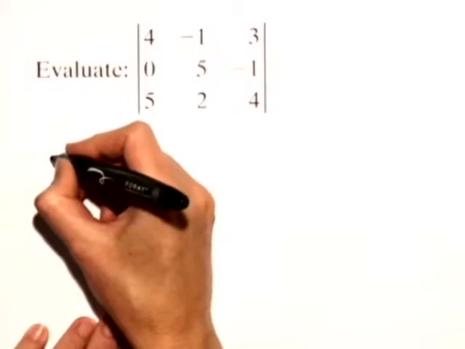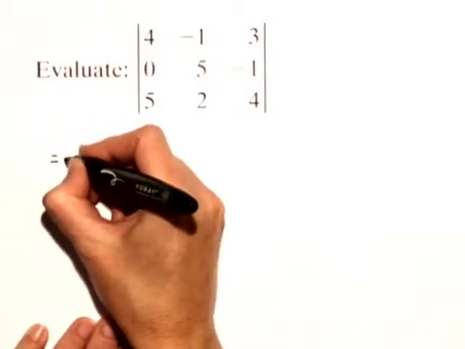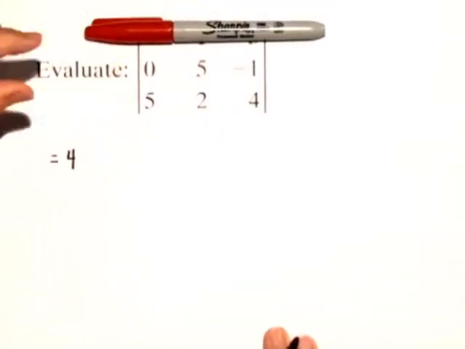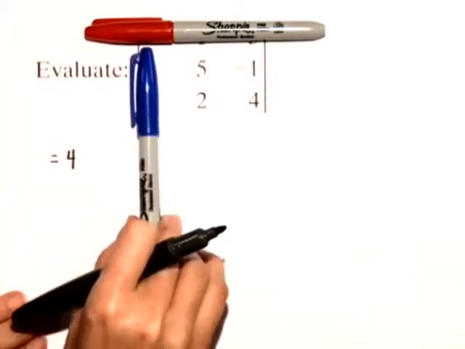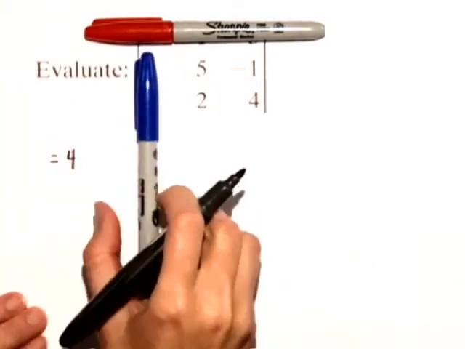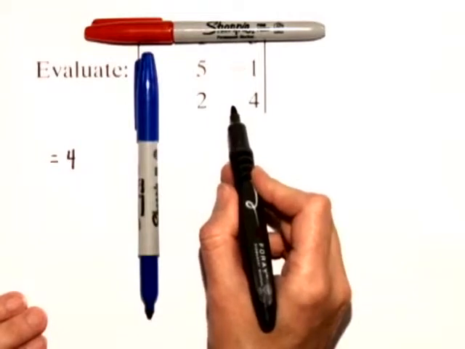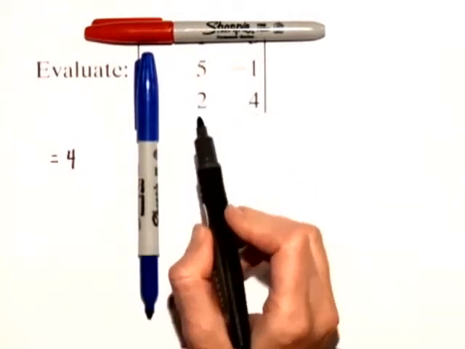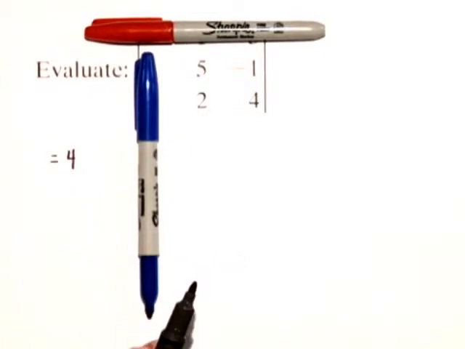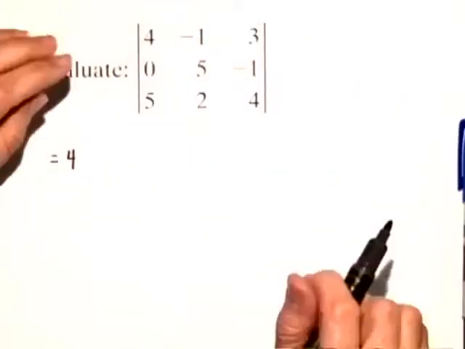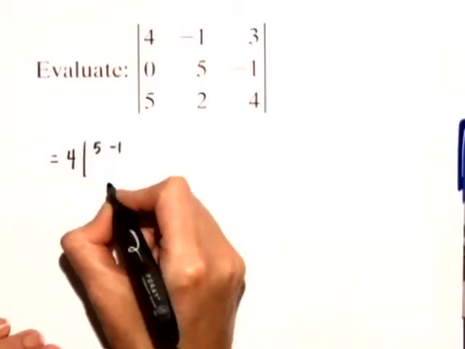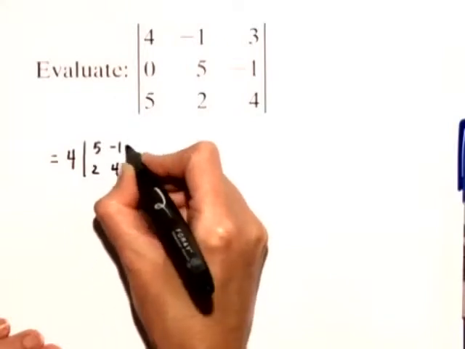this 4. And when we expand across the minors, what we're really doing is saying if we cross out the row that 4 is in, and we also cross out the column that 4 is in, we'll have a smaller 2 by 2 matrix left, or a determinant. And that will be what we multiply the 4 by. So we'll take the 4 and multiply it by the determinant 5, -1, 2, 4.